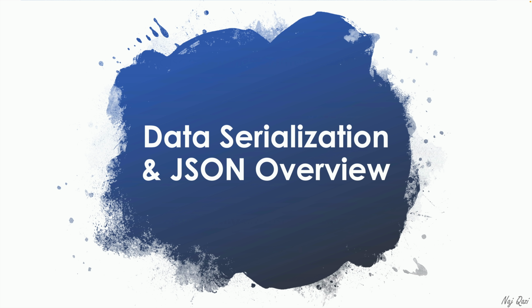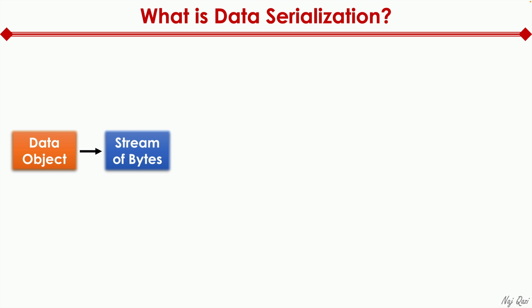Now let's shift our attention to data serialization, and I'm also going to provide a quick overview of JSON. So what is data serialization? Let me explain. We have a data object, typically complex data. The idea of data serialization is we want to take that data object stored on our computer and convert it into a stream of bytes. Why would we want to convert that object into a stream of bytes? We want to allow that data to be stored, transferred, and distributed.